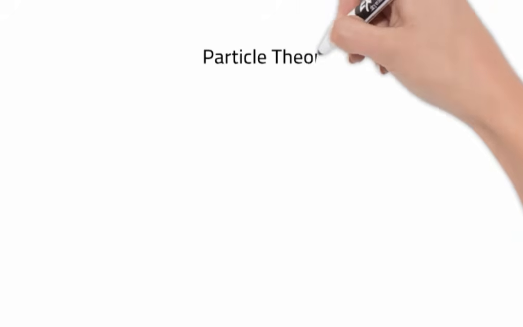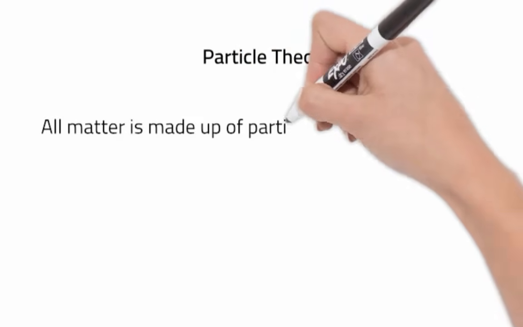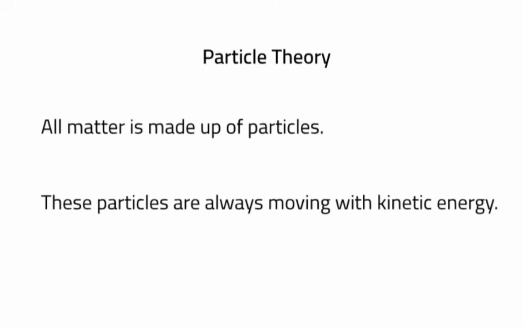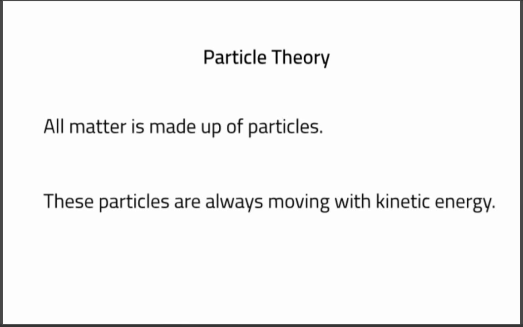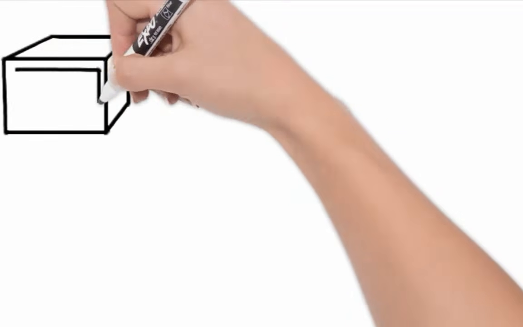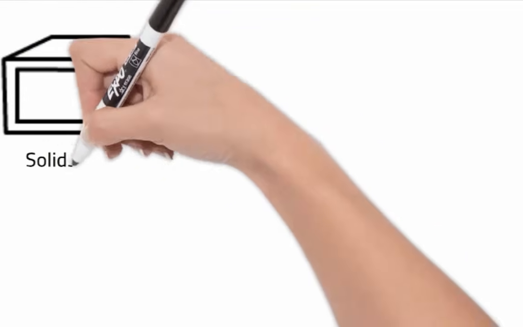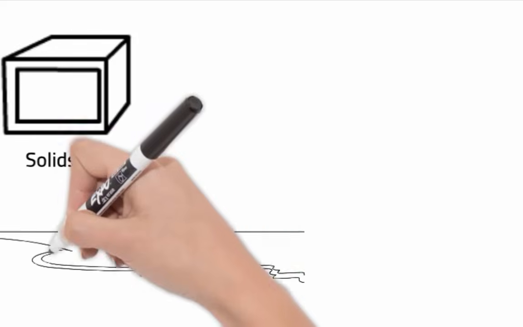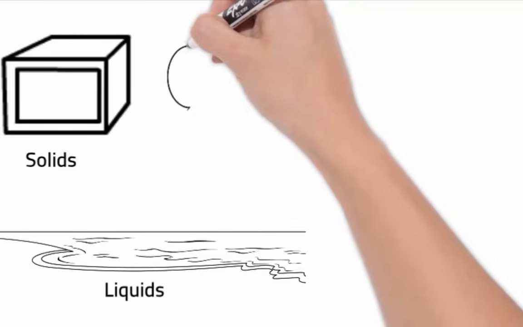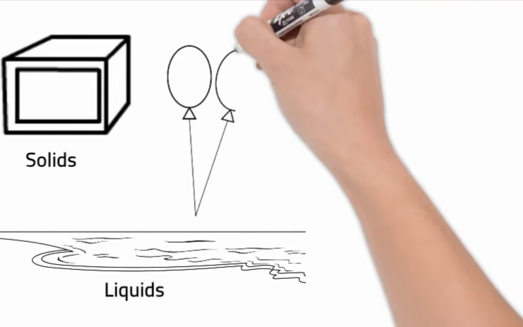Particle theory states that all matter is made up of tiny particles that are constantly in motion due to their kinetic energy, which is their moving energy. Due to the variation in this energy between different substances, there exist different states of matter. Matter can exist as a solid, liquid, or gas. And in this video, we are going to explore how the particles behave in each of those states of matter.